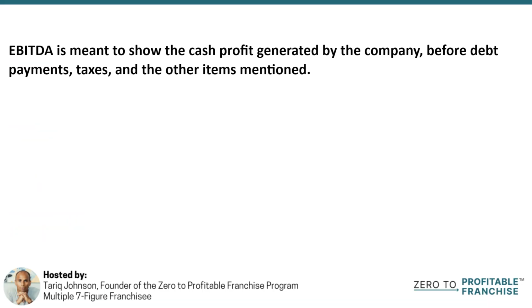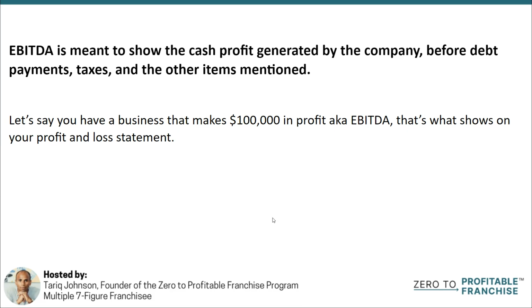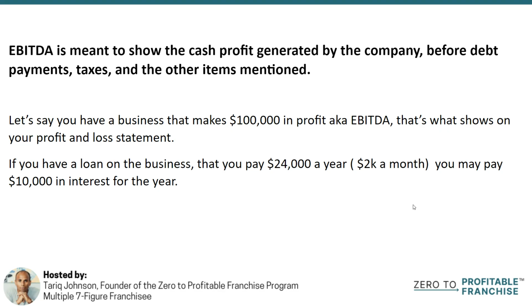So, EBITDA is meant to show the cash profit generated by your company before debt payments, taxes, and other items mentioned. Let's say you have a business that makes $100,000 in profit, aka EBITDA. That's what shows in your profit and loss statement. Well, if you have a loan on the business that you pay $24,000 a year, aka $2K a month, you may pay $10,000 in interest for the year. I'm just making a random number up, right?